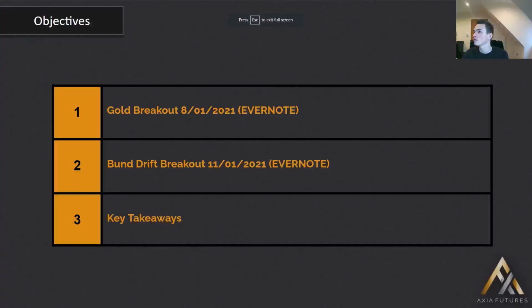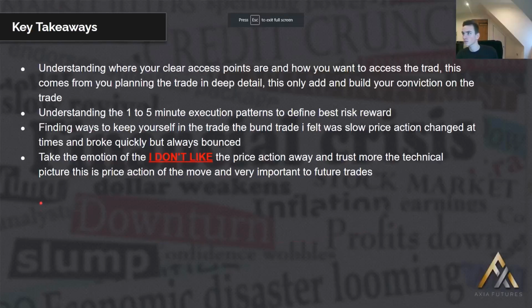But I'll get into the last little point, some key takeaways. The last little point is understanding where your clear access points are and how you want to access the trade. This comes again from the planning and the deep detail that you put into it, and it's only going to add and build your conviction on the trade. I think that's a very key point. Something that me and Eric are definitely working on this year is deep detailing your trade and how you want to execute it. It's only going to build and add conviction to the trade, and you're going to feel much more comfortable when you are executing it and you're telling yourself the right information.